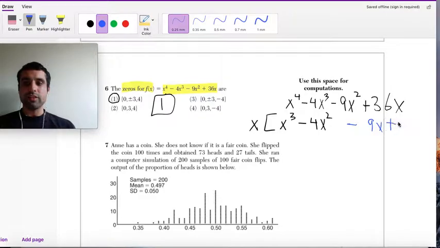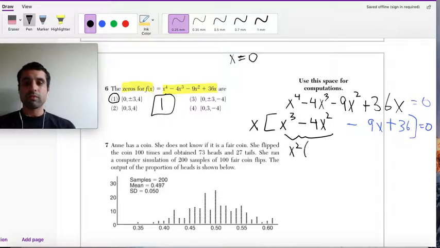Plus 36. All right, and we want everything to equal 0. So now here's what we're going to do. This x, we already know this will end up giving us x equals 0, right? Because that's a lone factor. If you set it equal to 0, it's just 0. If I factor this part, the GCF is x squared, and we get x minus 4 in parentheses.